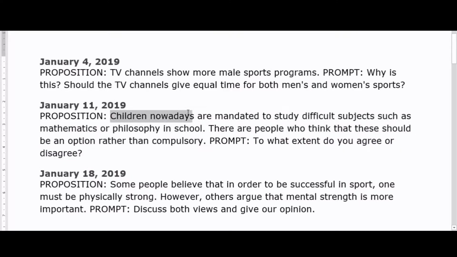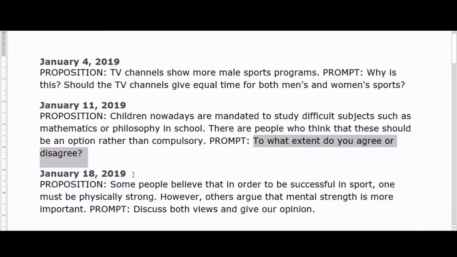On one side of the issue, there are opinions that say children should be mandated to study difficult subjects, and on the other side, there are people who think that these subjects should be optional rather than compulsory. So regardless of the fact that the question is to what extent do you agree or disagree, you have to answer this question as a crossover. If you remember the discussions for crossover essays, you only have 4 options: the A2 style, the B1 style, the B2 style, and the B3 style. Those are the only 4 options.